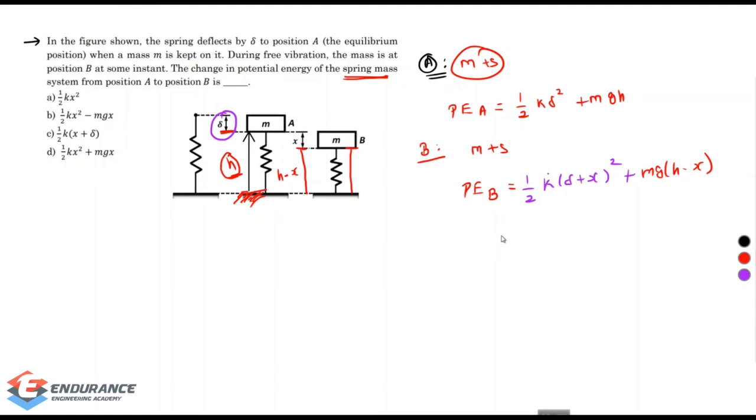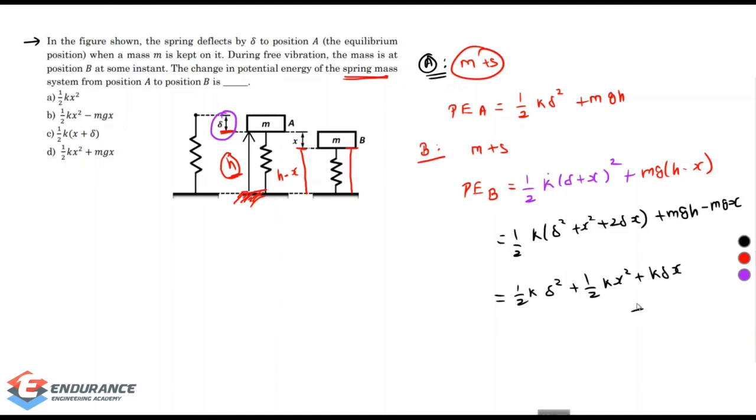I will just expand it so that it is easy. 1 by 2 k into delta plus x whole square is 1 by 2 k into delta square plus x square plus 2 delta x, and the mass term becomes mgh minus mgx. Multiplying inside, 1 by 2 k delta square plus 1 by 2 k x square plus k delta x, plus mgh minus mgx. Let me take this as equation 2, and the previous as equation 1; subtract 2 minus 1.